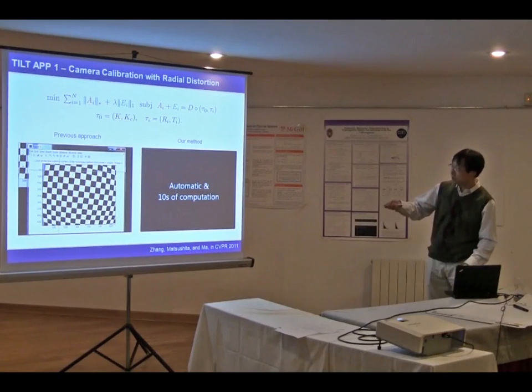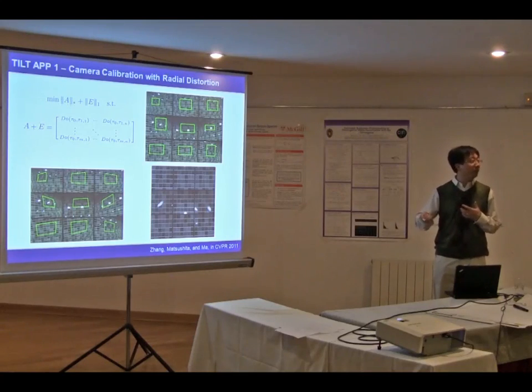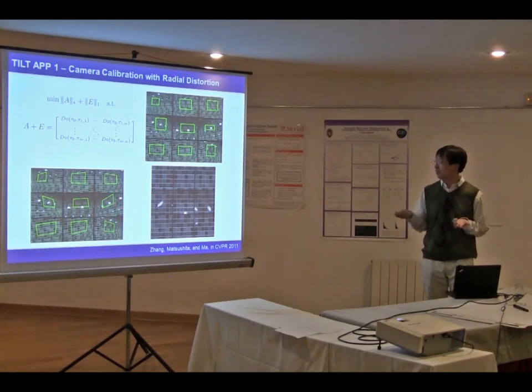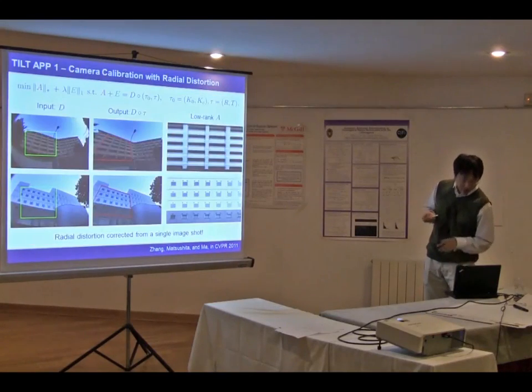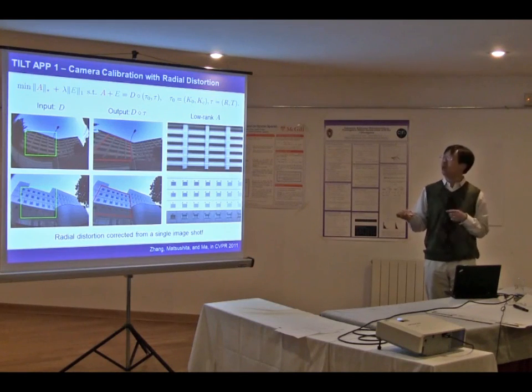So here you just keep clicking. If you don't have a rig, just go to the bathroom and take some pictures of a mosaic, and you can still calibrate your camera. More convenient. Also, if you don't care about the intrinsic parameters, if you only have one image, you can at least get rid of the radial distortion.